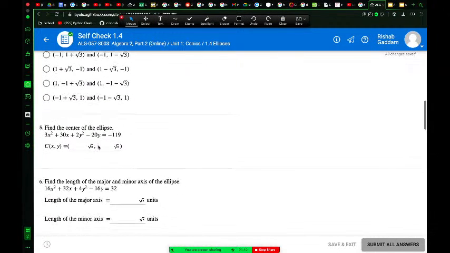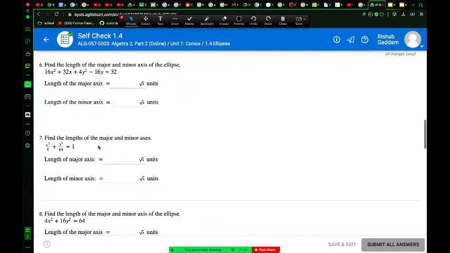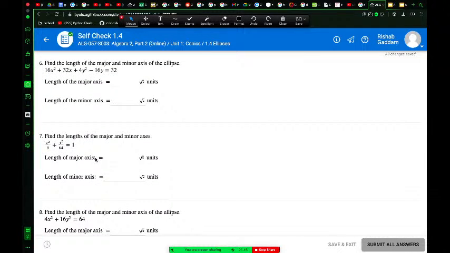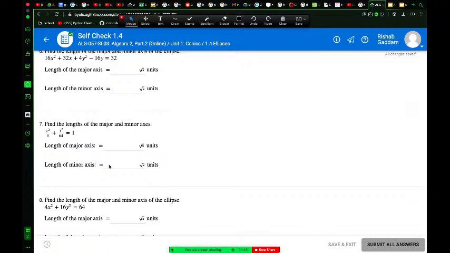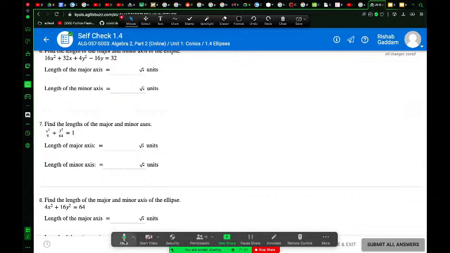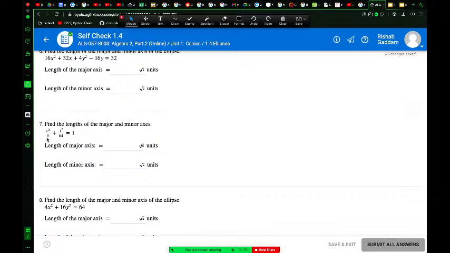Let's find another easy one, and let's do that one. Okay, find the lengths of the major and minor axes. To find the length of a major axis, you have to take the square root of the A and the B, and first you have to square root these, and then you have to multiply that by 2.